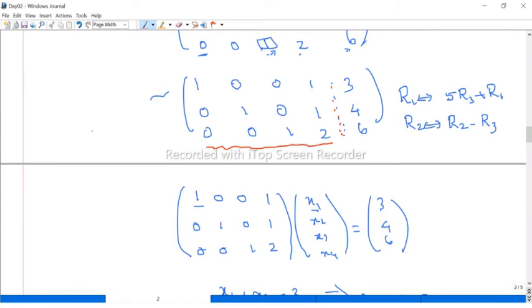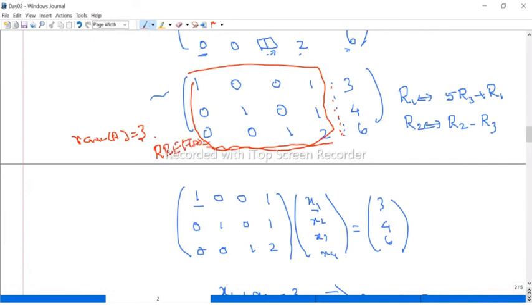Therefore the rank of the matrix A is 3, because this matrix we found is nothing but RREF of A, the row echelon form of the given matrix. In this matrix, the number of non-zero rows is 3. Therefore, the rank of the matrix is 3. So that is our definition. So got it? The rank of the augmented matrix means we take the entire matrix.